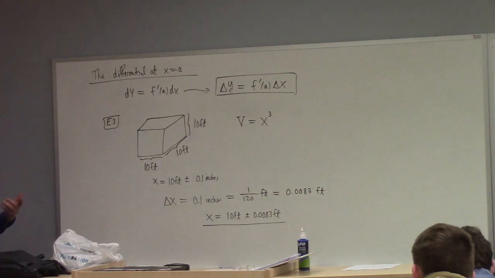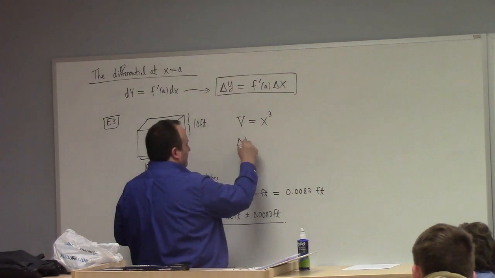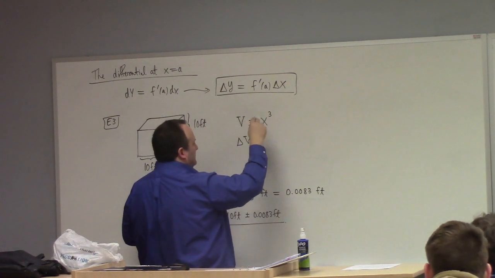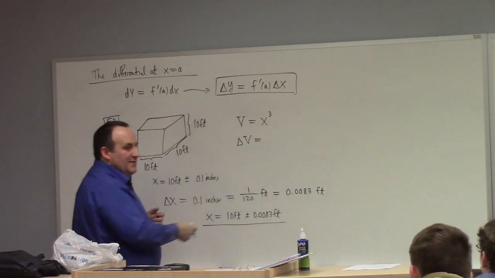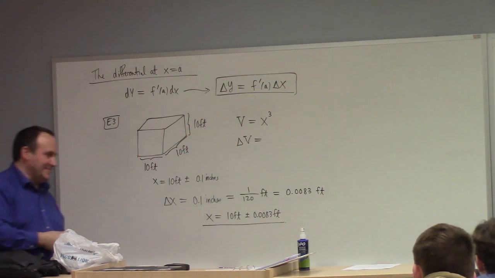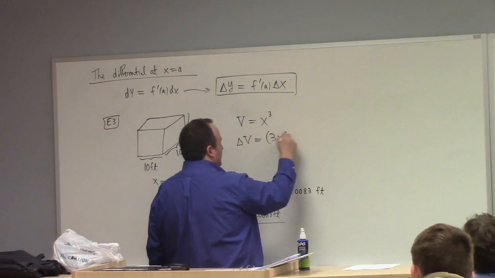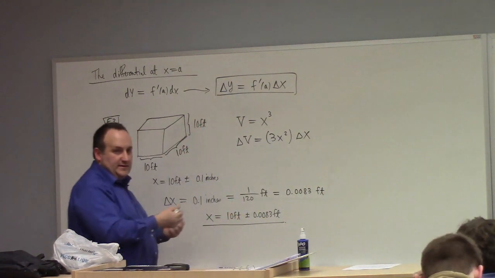The differential gives an answer to that. It says that the change in the volume is equal to, what's the derivative of x cubed? Yeah, I kind of spoiled it, didn't I? So 3x squared delta x. Now this is a general idea, all right?